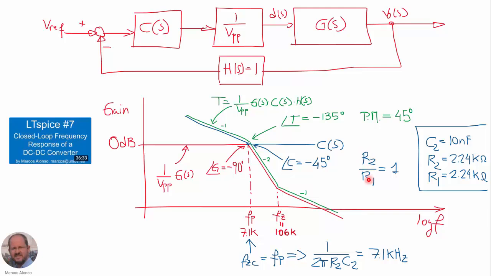So we designed the compensator making this part, this gain here, equal to 0 dBs. So the ratio of both resistances is equal to 1. And the other condition is that the frequency of the 0 has to be equal to 7.1 kHz. And from this we can get the value of the other components. So we can fix the value of the capacitor C2 to 10 nanofarads and then get the values of R2 and R1 as shown here. Both are equal and with a value of 2.24 kiloohms.